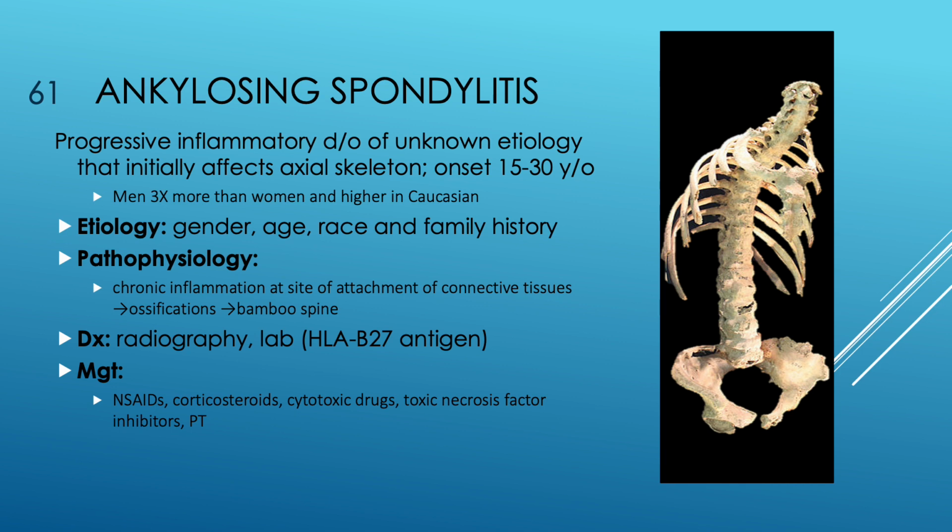Clinical presentation and diagnosis. Common symptoms include new onset of back pain, sacroiliac or hip pain without trauma or overuse, accompanied by systemic signs like fever, fatigue, or respiratory compromise. Diagnosis is based on radiography and laboratory tests. Management includes NSAIDs, corticosteroids, cytotoxic drugs, and tumor necrosis factor inhibitors. Physical therapy plays a crucial role in managing AS by maintaining flexibility, strength, and function. Disease progression can lead to a fused rigid spine, also known as bamboo spine, in advanced stages.